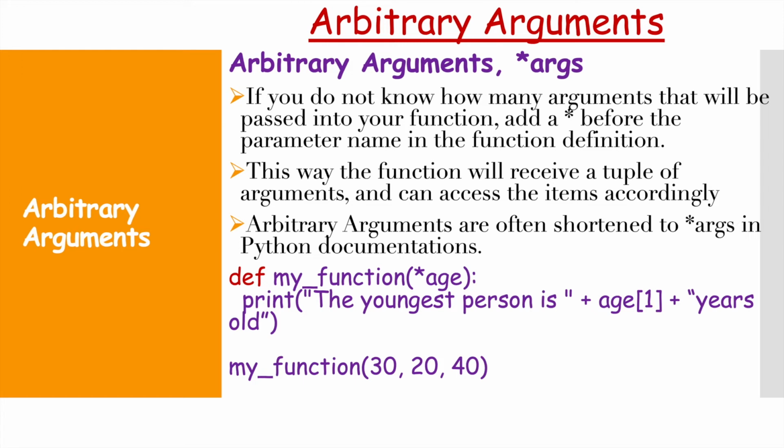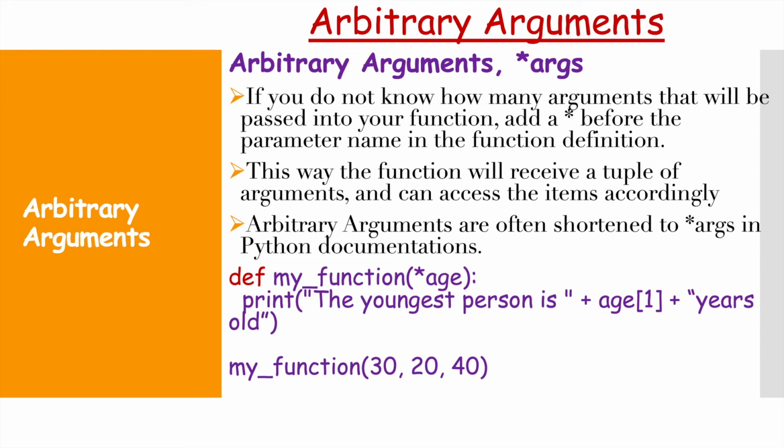And then you're calling the function and passing 3 values to it. Now, when you're doing this, your values are going to be passed to the function in the form of a tuple. Within the print statement, you're printing the youngest person is age, the value of age at the first position, years old. As a tuple is a sequence, its indexing starts from 0. So at the 0th position, you have value 30. At the first position, you have value 20. And at the second position, you have value 40.